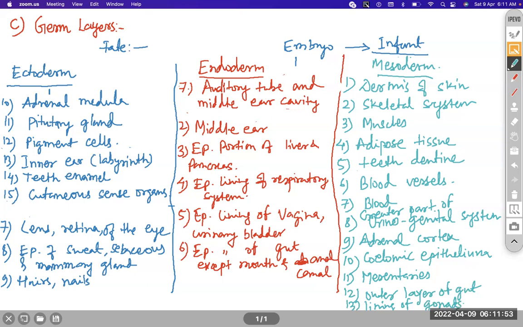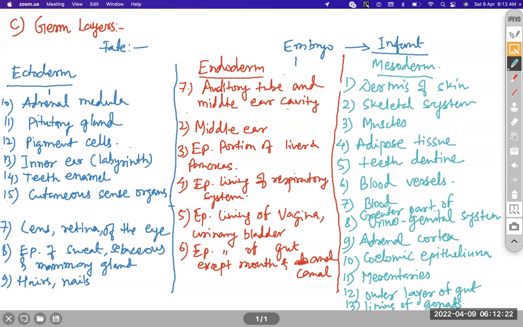So these are different structures and cells which are derived from these three different layers in triploblastic animals. These are the derivatives of three germ layers. तो ये सब देखने के बाद आपको रियलाइज हो गया होगा जर्म लेयर का क्या सिग्निफिकेंस है, क्या इंपॉर्टेंस है.